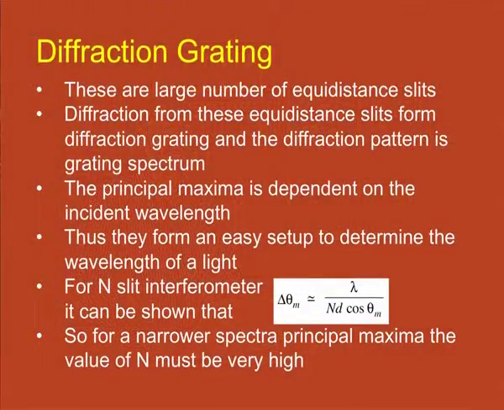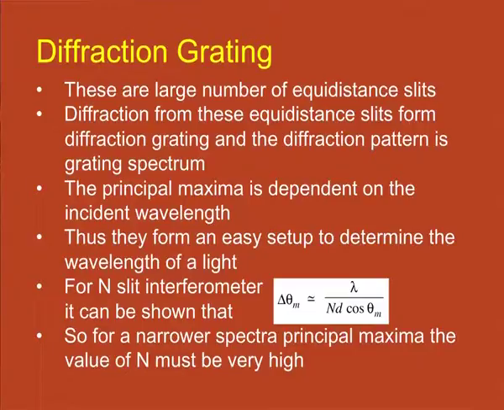So, next we will discuss diffraction grating. What is a diffraction grating? It is a large number of equidistant slits. Diffraction from these equidistant slits forms a diffraction grating, and the diffraction pattern is called the grating spectrum. The principal maxima depend on the incident wavelength. Thus, they form an easy setup to determine the wavelength of light.